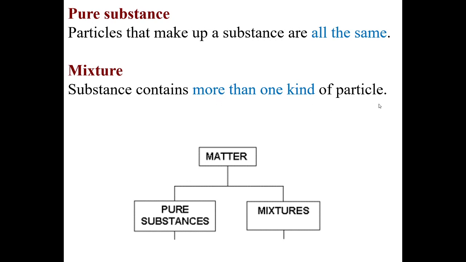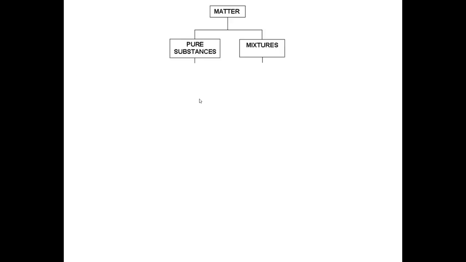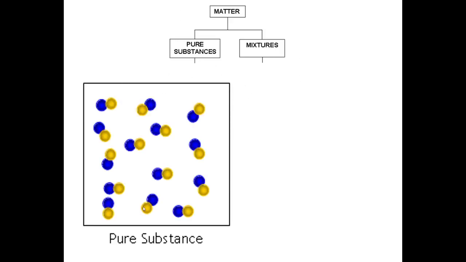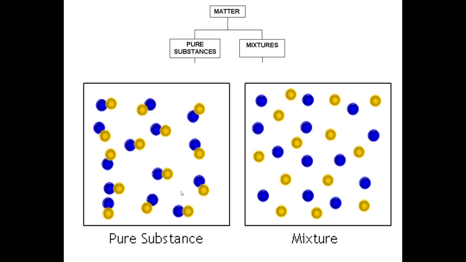So if you had a bucket full of gravel, or a bucket of Lego, those are mixtures. They contain more than one kind of particle. So here's an example of a pure substance. Even though it's connected together and there's two different colors, they're connected. So that is one type of particle. So that is still a pure substance. For example, that would be like salt, versus this being a mixture.